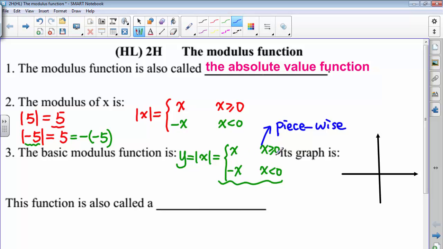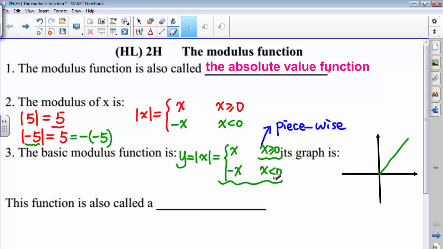The first piece is y equals x. We know y equals x is a straight line. This is y equals x. The y-intercept is 0, the slope is 1. However, we don't need the entire line. We only need the part where x is greater than or equal to 0. So what I will do is erase the negative x value part.